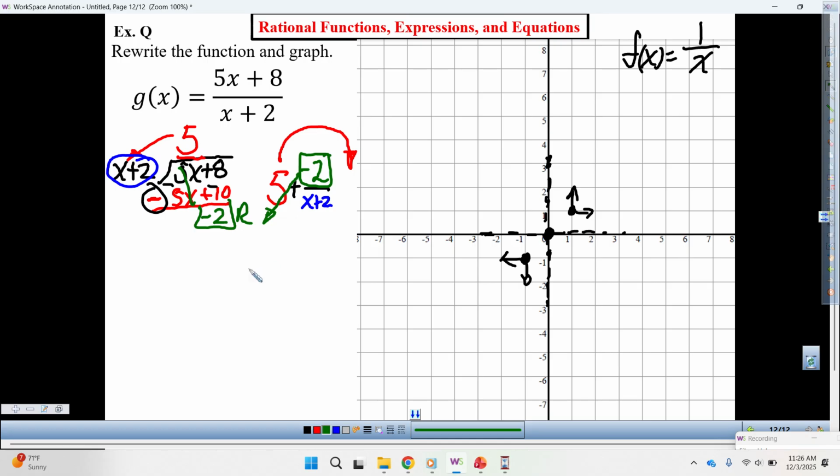All right, so let's rewrite that. Negative 2 over x plus 2, and the 5 is a positive 5 in the back, plus 5. And all that equal to g of x. And what do we write on the numerator? A1. Okay?